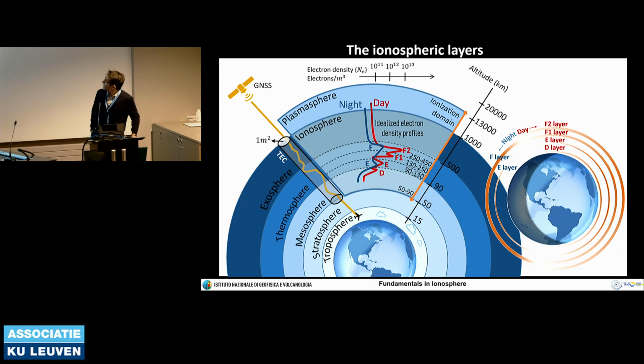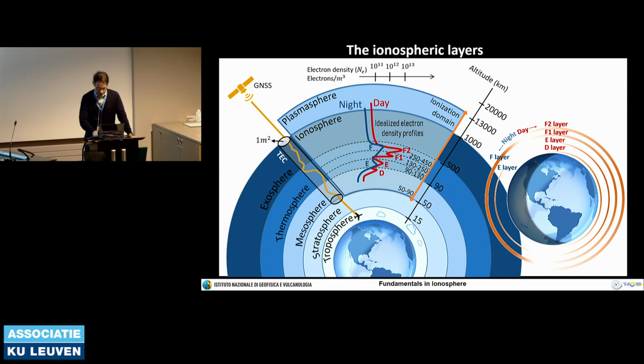And here you also see something that you will see many times during these days: a GNSS satellite, which has a signal that passes through the whole ionosphere and keeps memory of many things. But the most important part is the total electron content, which is the integral of the electron density along the ray path connecting the GNSS satellite and the receiver. You will learn a lot about the instruments, you will learn a lot about TEC in the next days, so start to be familiar with that.